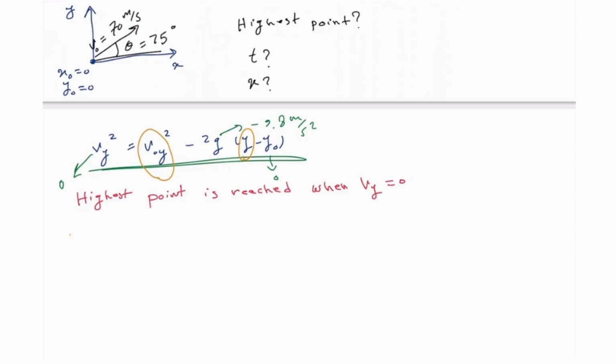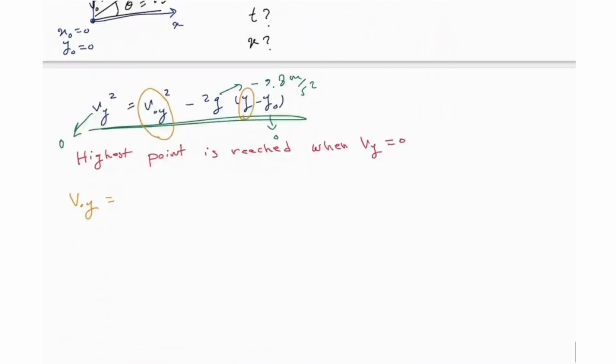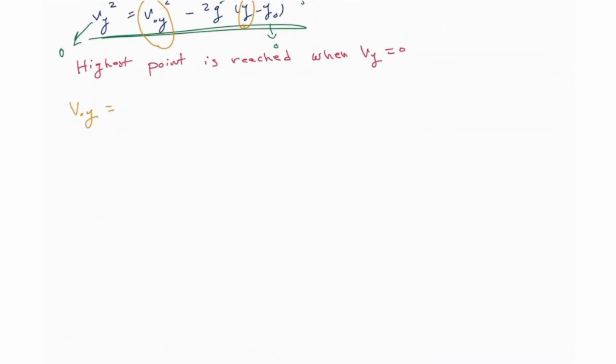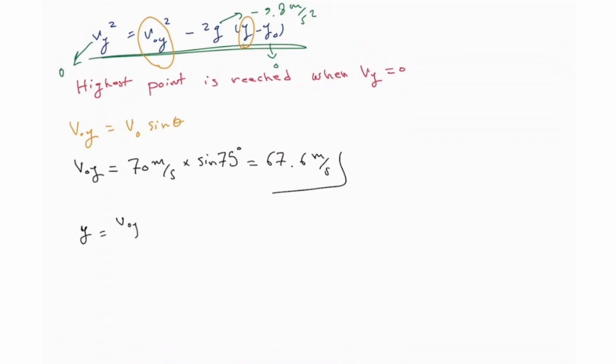What is V0y? From here, we know that Vy is equal to V sine of theta. So to find V0y, we're going to say this is equal to V0 sine of theta. And now we can solve for V0y. Now that we have V0y, and we have everything else, it's time to find y.